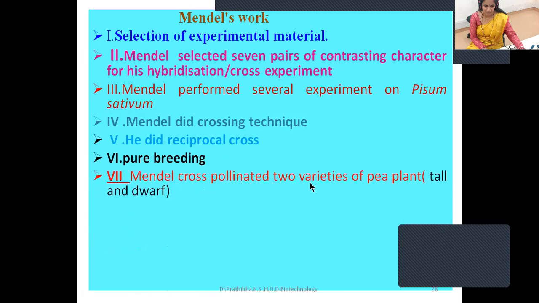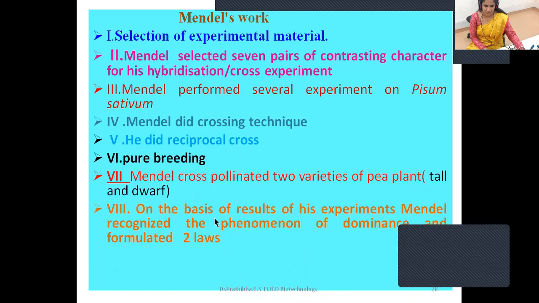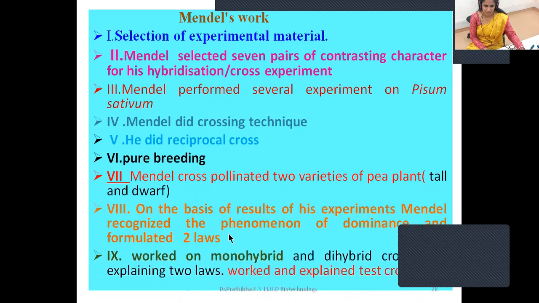Then Mendel cross pollinated 2 varieties of pea plant, that is tall and dwarf. Next work, on the basis of results of his experiment, Mendel recognized the phenomenon of dominance and formulated 2 laws. Then he also worked on monohybrid and dihybrid crosses by explaining 2 laws, and about these 2 laws he worked and also explained test cross. So these are some of Mendel's work. In the exam, if they ask for 5 marks, you can list all these works and elaborate.